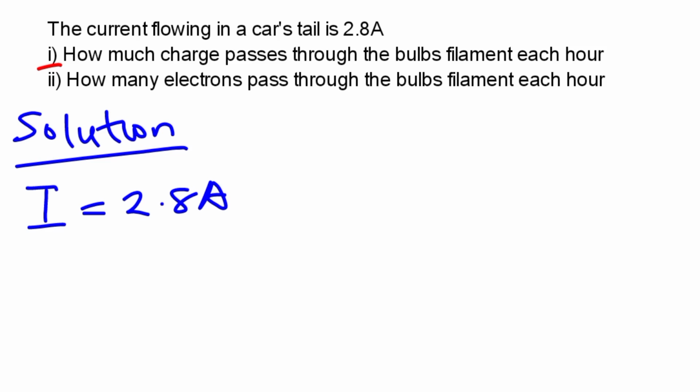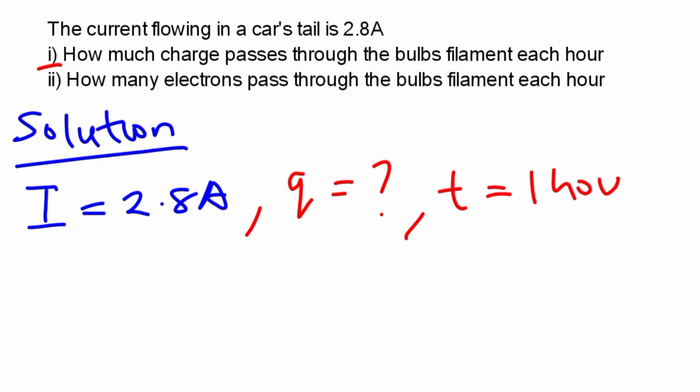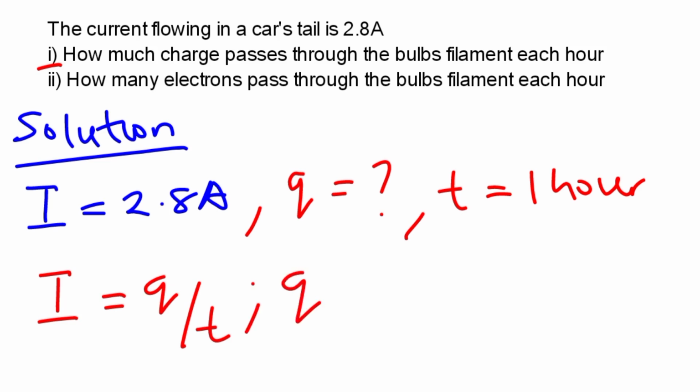each hour. So we are asked to find Q in each hour, which means the time is 1 hour. What do we need to do here? We know that in order to find Q, there's a relationship between current, time, and charge. The relationship is I equals the charge over time. To get Q, we need to make Q the subject of the formula by cross multiplying, so Q equals I times T. All we need to do is substitute the values.